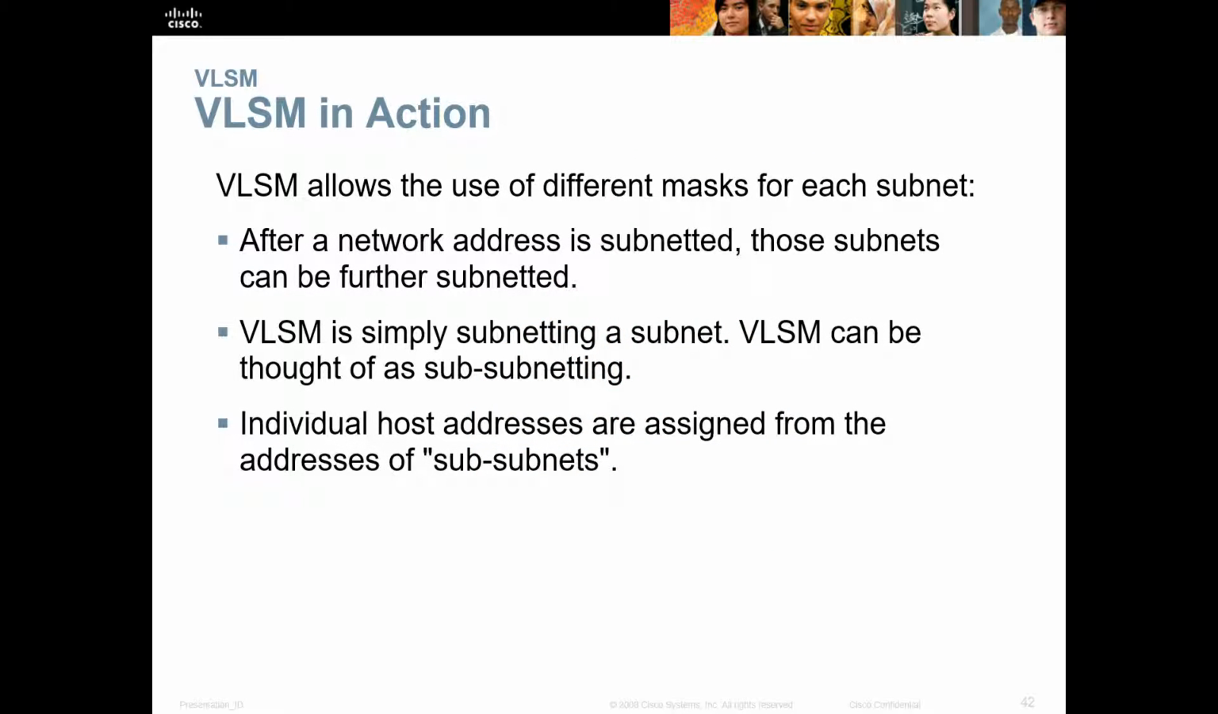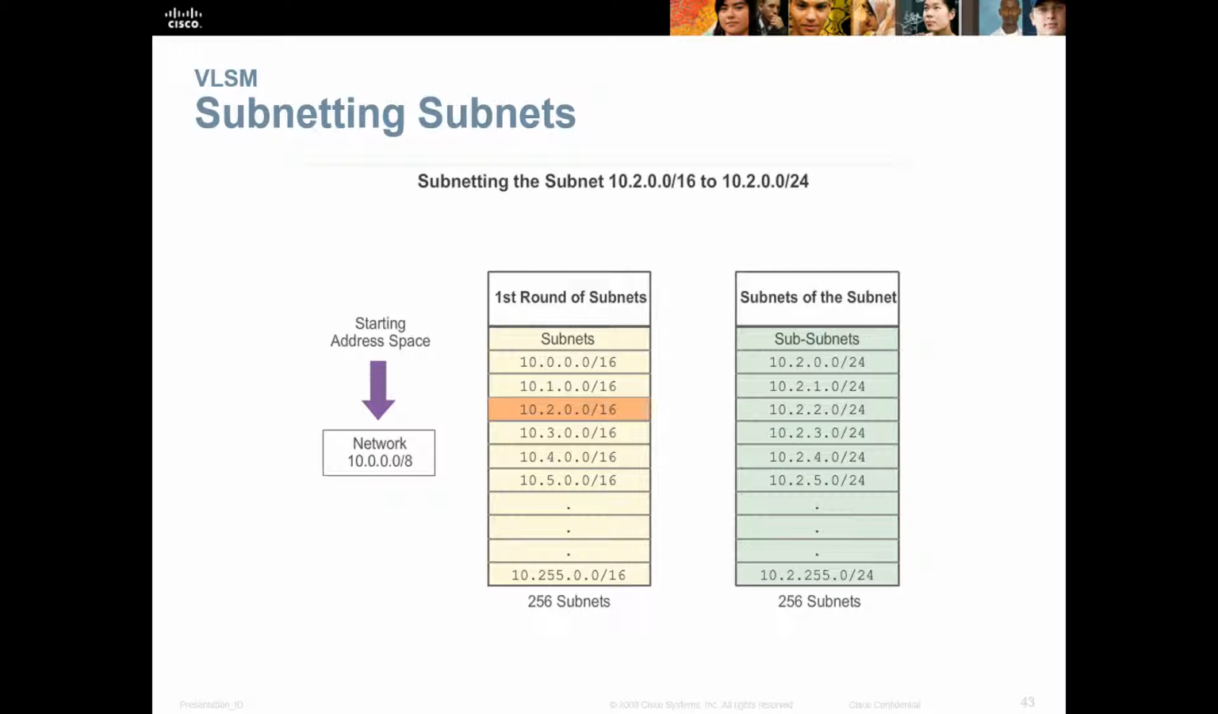Variable length subnet masks in action. They allow us to manipulate the network how we need to. Basically, it is simply subnetting a subnet. We can group our subnets how we need them to be grouped. Here we can segment them into one network, and then we can segment them again based off of our requirements.